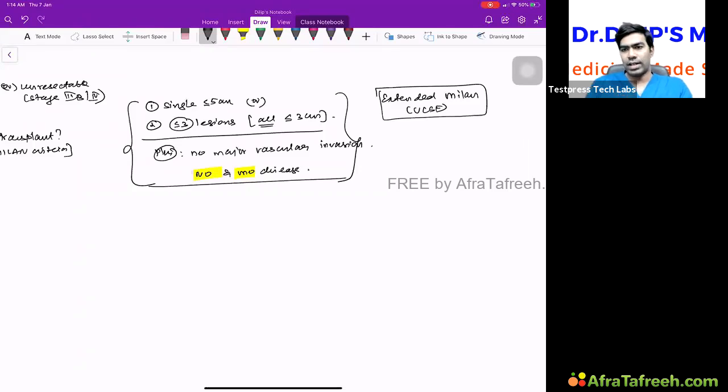Ankit is asking, sir, if we enter the right wing of the flow chart, only 3B or more, won't all the Milan criteria already be fulfilled? I'll come back to that.